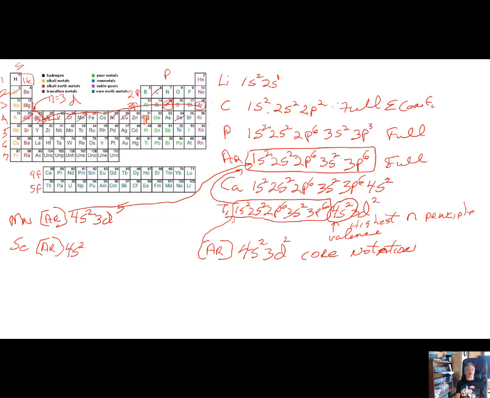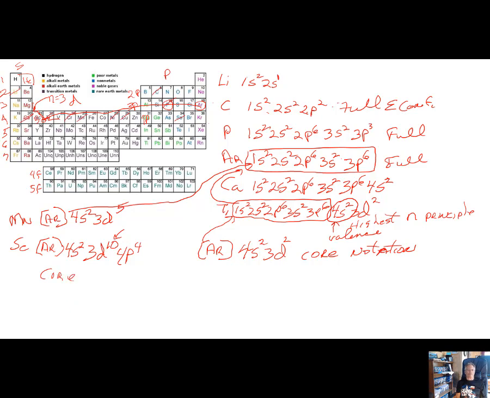We have to fill up the entire 3d subshell, so that's going to be 3d10. And you want to remember that a d subshell can hold a maximum of 10 electrons. And then we go back to 4p, and selenium is 1, 2, 3, 4 over. So that's going to be 4p4. And that is the electron configuration using core notation for selenium.